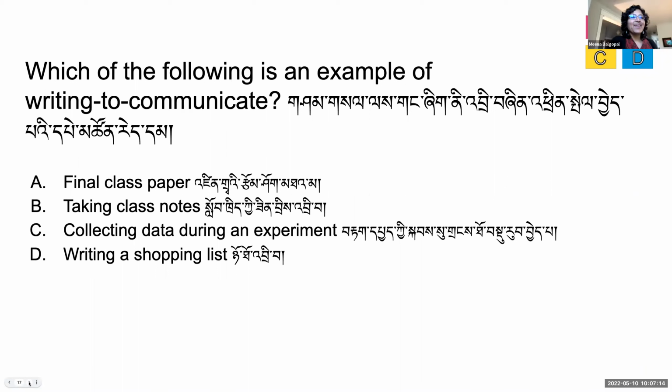Okay, which of the following is an example of writing to communicate? Is it a final class paper, taking class notes, collecting data during an experiment, or writing a shopping list?